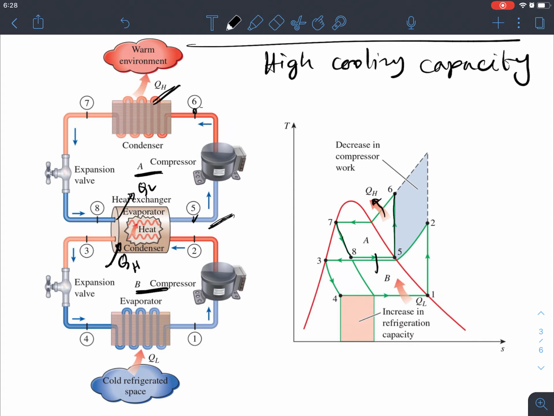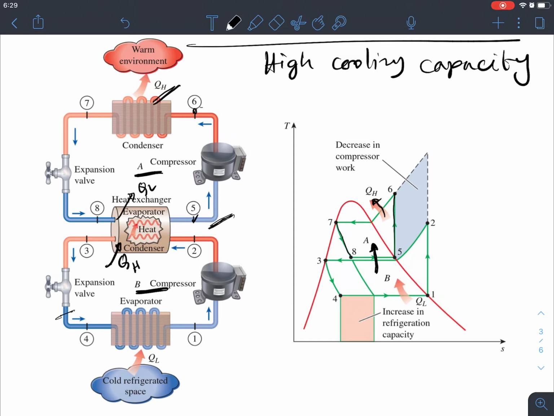So now if you look at this bottom cycle, which is B, from 1 to 2 is the compression, and then 2 to 3 is constant pressure heat rejection. So we can see that this cycle is rejecting the heat and the top cycle is accepting that heat, right? And then 3 to 4 is again the expansion valve, temperature and pressure falling, and then 4 to 1 it's basically the heat absorption.